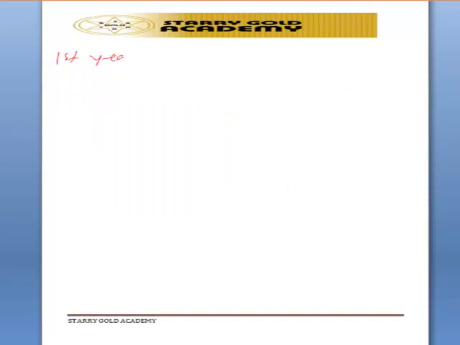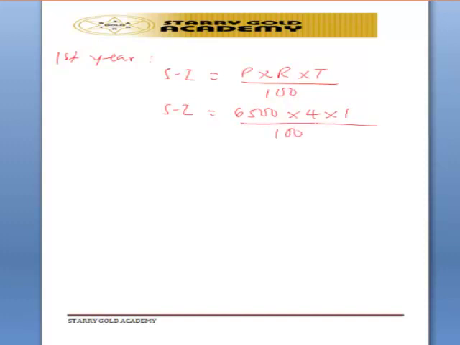My first year simple interest is P times R times T over 100. Our simple interest for that will give me 650 times, my rate is 4, then time will be 1. That is first year, over 100. So simple interest for that first year will give me 26. So second year now, like I told us in the formula, second year principal will now be what? 650 plus 26, and this is 676.